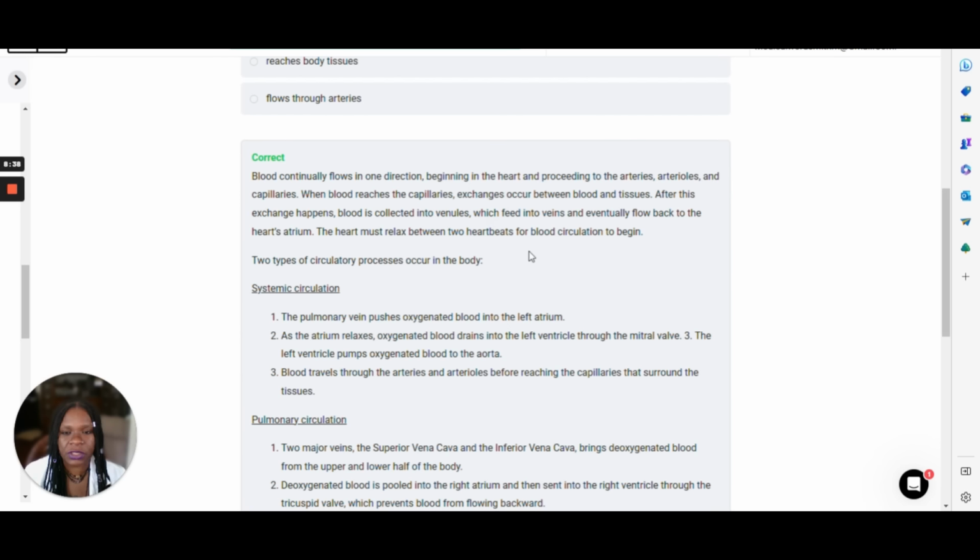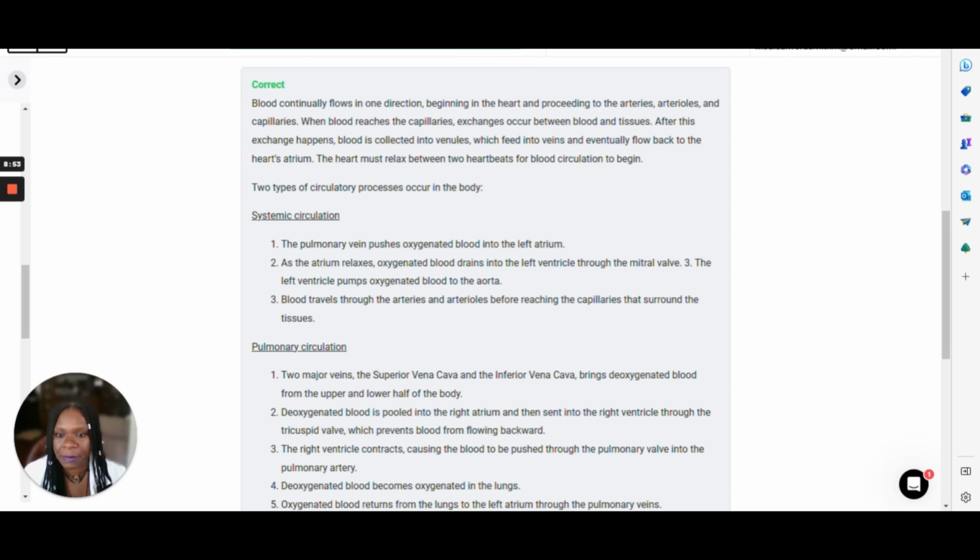Two types of circulatory processes occur in the body. There's systemic circulation, where the left ventricle pumps blood throughout the body. And there's pulmonary circulation, which is the part we're talking about here, where you've got the 2 major veins, the superior vena cava and the inferior vena cava. They bring the deoxygenated blood, which has the lowest oxygen content, from the upper and the lower half of the body, right? It all converges together right there. So that's going to be the correct answer for this one.